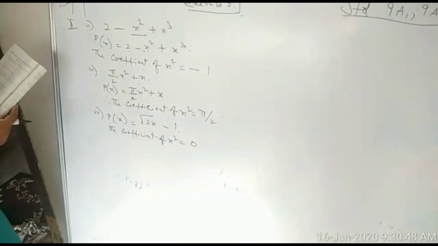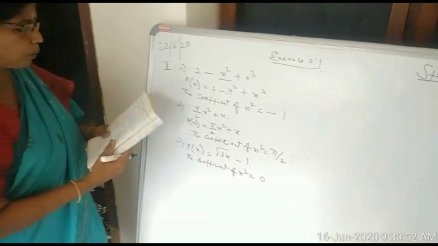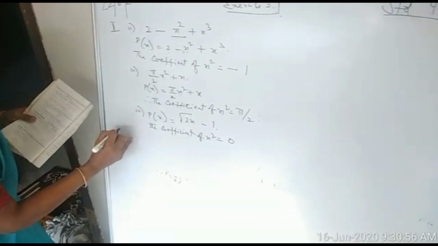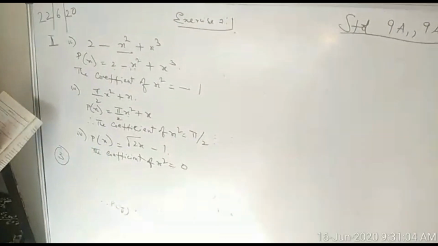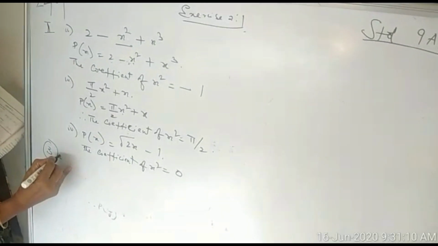Third question, girls, give one example each of a binomial of degree 35 and a monomial of degree 100.